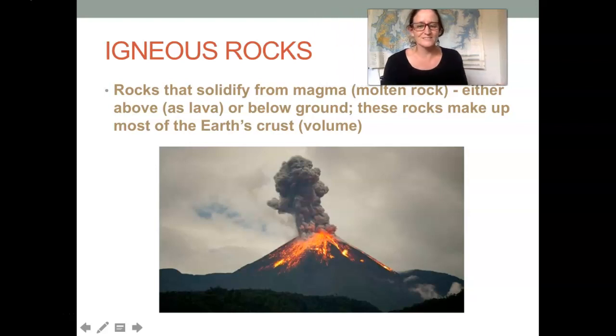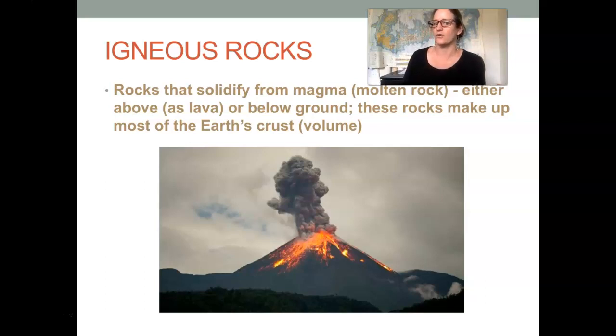Rock type number 2 is igneous rocks. These are the ones that solidify from molten rock or magma. Lava occurs when that magma comes out of a volcano. So in this image, the red coming cascading down the sides of the volcano is lava. It's also magma. Inside the earth, it's just magma.